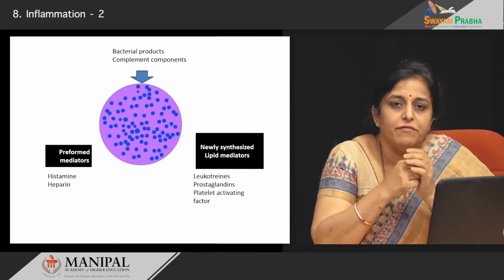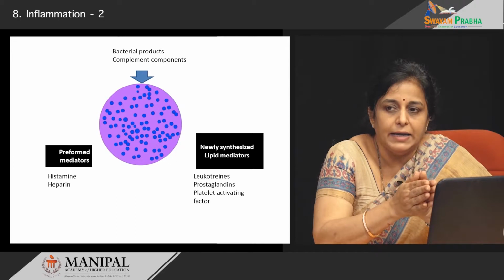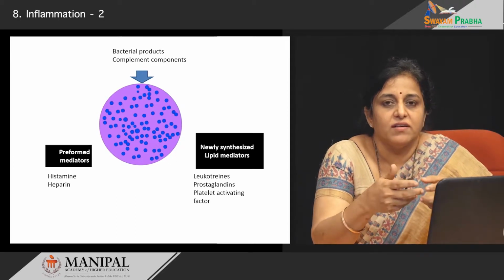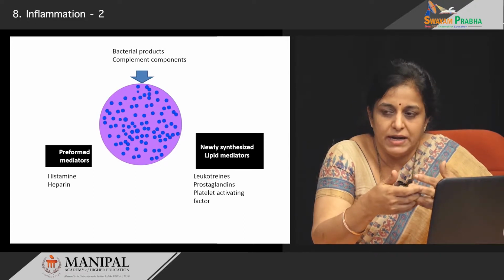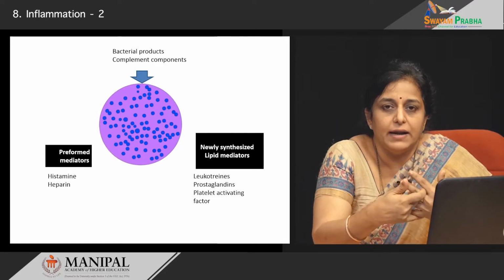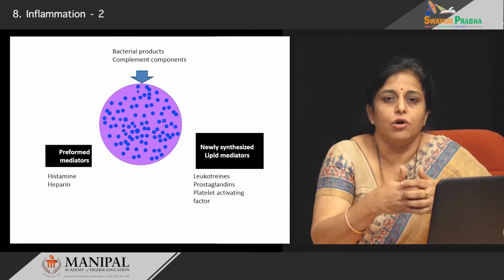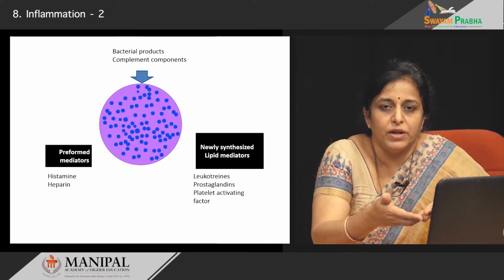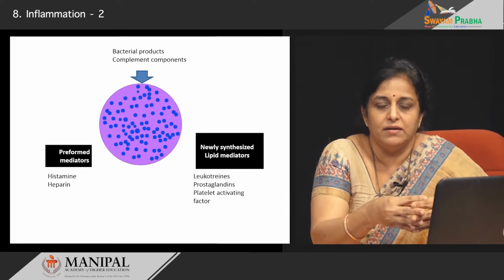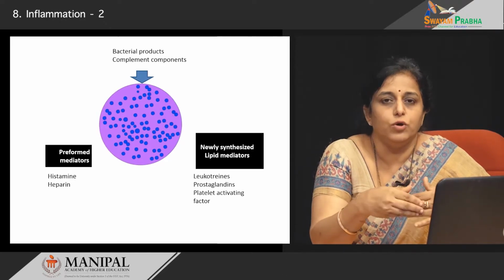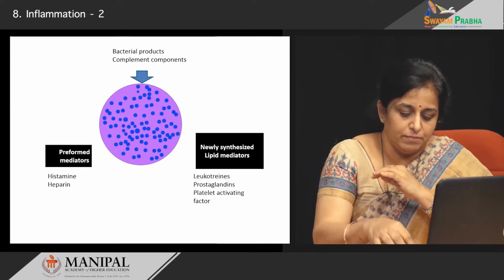In addition to having these preformed mediators within the mast cells, that is histamine and heparin, mast cells also start synthesizing newly formed mediators, which include leukotrienes, prostaglandins, platelet activating factor, etc. So, in response to a bacterial infection or to other substances like complement components, they release the mediators which are present in a preformed state, that is histamine and heparin. In addition, they start synthesizing new mediators, which include mostly leukotrienes and prostaglandins.